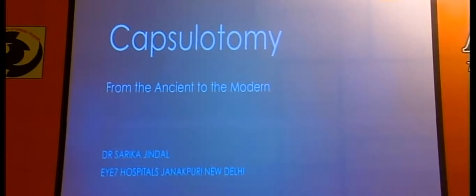Okay, so I'll just take you through the history of capsulotomy. Let's see how the role of capsular opening and the means of achieving it has changed over time, from a roughly made tear to allow access to the nucleus for its extraction.